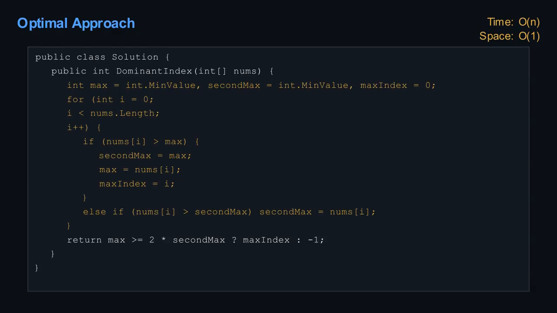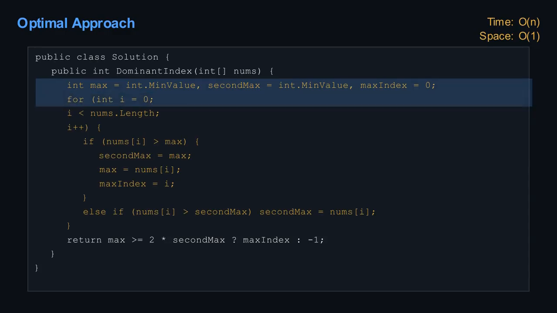The key insight that allows us to optimize this approach is that we only need to keep track of the largest number and the second largest number. We can ignore all other numbers because they're not relevant to our comparison. This insight eliminates repeated work because we're not comparing each number with all other numbers. Instead, we're only comparing the largest number with the second largest number.